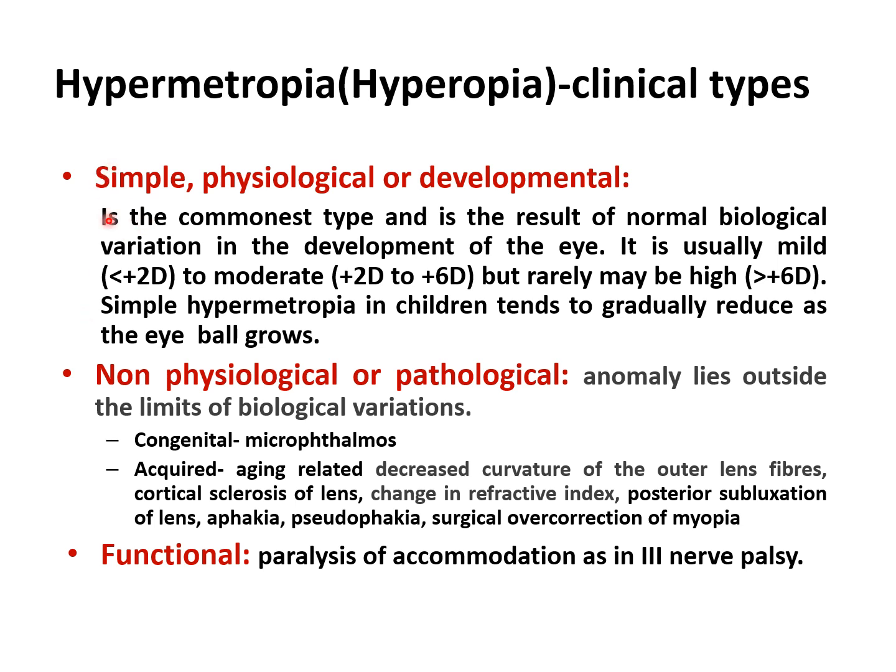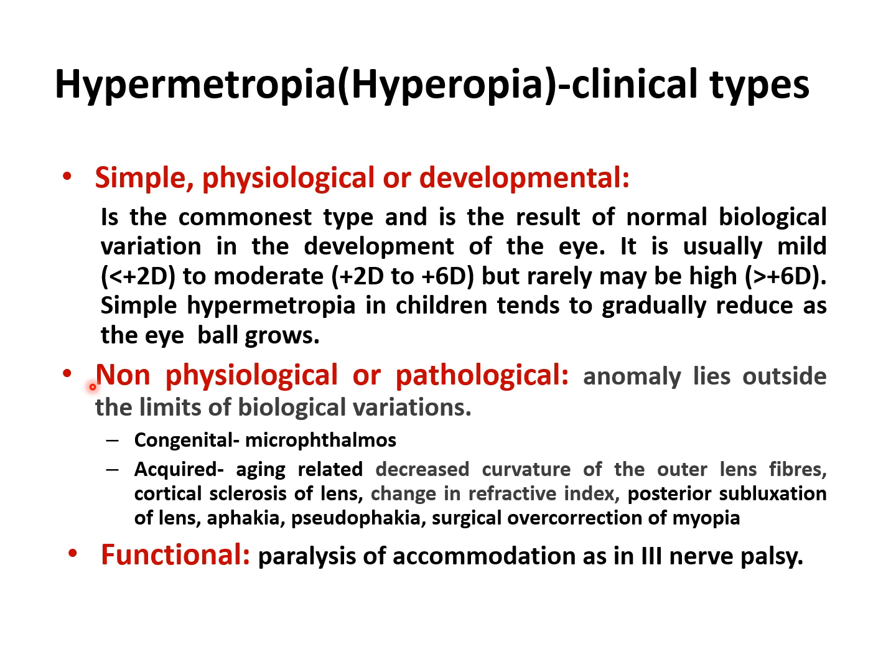Simple hypermetropia is the commonest type and is the result of normal biological variation in the development of the eye. It is usually mild, less than +2 diopters, to moderate, +2 to +6 diopters, but rarely may be high, more than +6 diopters. Simple hypermetropia in children tends to gradually reduce as the eyeball grows.